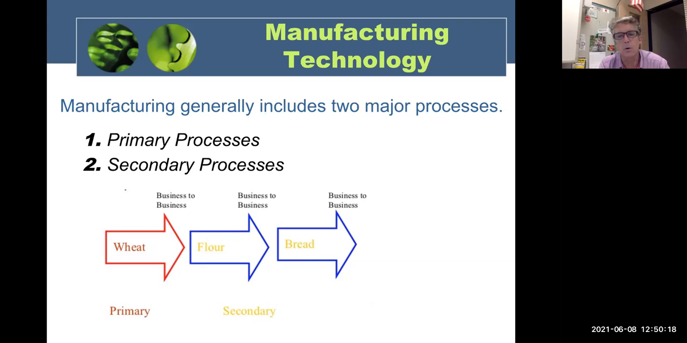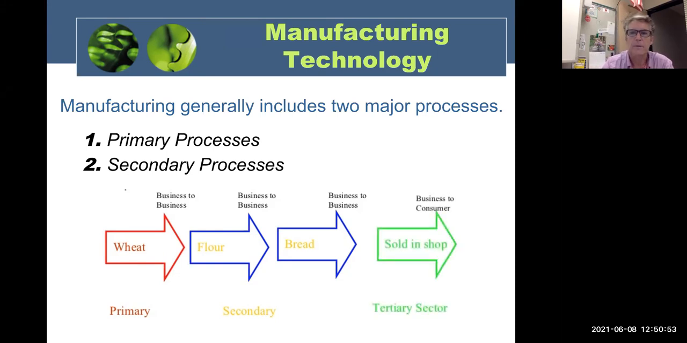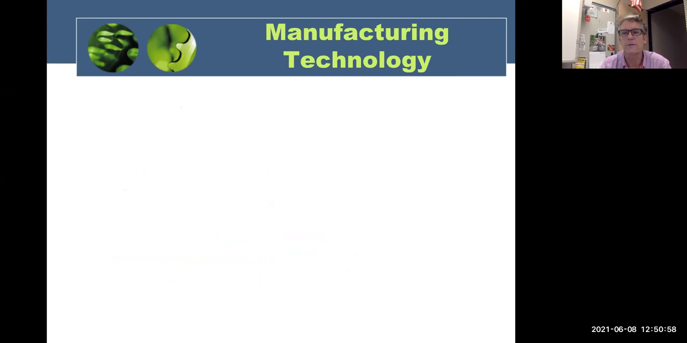When wheat is sold to a mill, that is a primary process. A raw material is going to be turned into a refined material. Wheat is going to become flour. When the miller sells the flour to the bread maker, to the pâtissier or whatever, that is a secondary process. That flour is a processed item going into bread, another processed item. Finally, a tertiary sector is where that product is sold in a store.